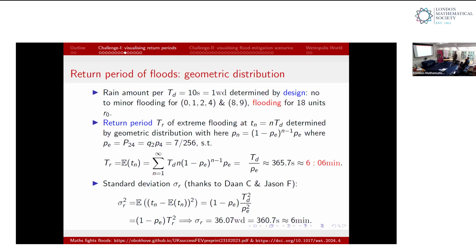Well, when you want an extreme event in n days of 10 seconds, then you have n-1 days with probability 1 minus PE, and 1 minus PE is my 7/256, and then times PE. As a first year exercise, you basically use a geometric distribution, and when you take the expectation, you get that it scales with the time period of a day over the probability, and that's about 6 minutes.